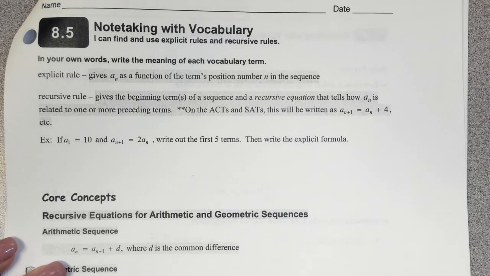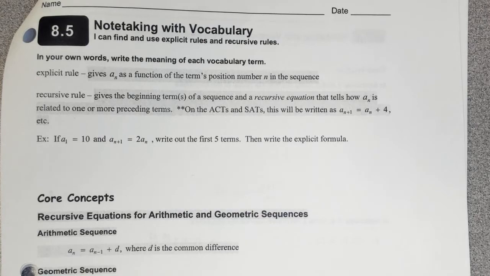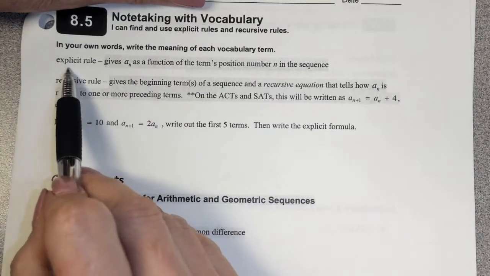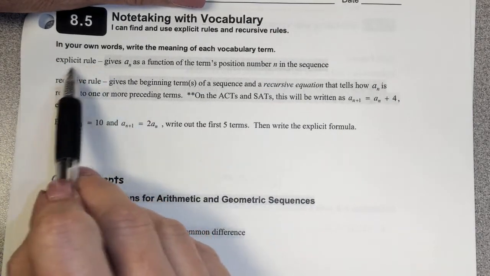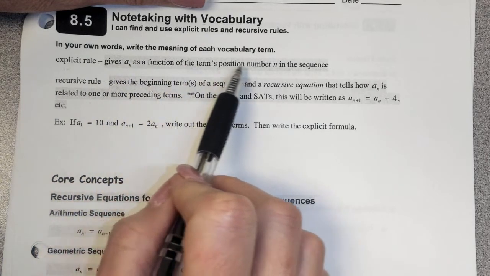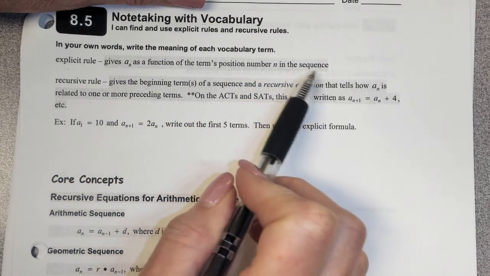Okay guys, so today we're looking at something that people generally find kind of complicated. It's called a recursive rule. So we've been working so far with just explicit rules. Explicit rules give a sub n as a function of the term's position number n in the sequence.